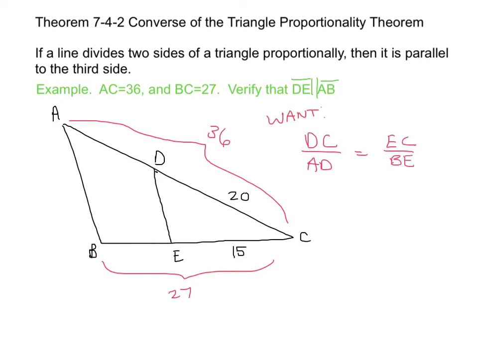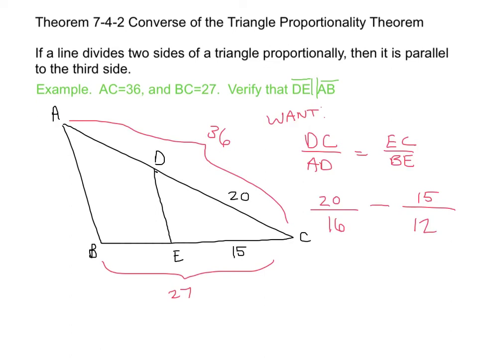So let's see, what is DC? DC is 20. AD is, careful here, it is not 20 and it's not 36. AD is right here. Well, if AD plus 20 is 36, then we must know that this is 16. Now again, we want this to be equal to EC and BE. What is EC? EC is 15. And BE, for the same reason, is going to be 27 minus 15, or in other words, 12.